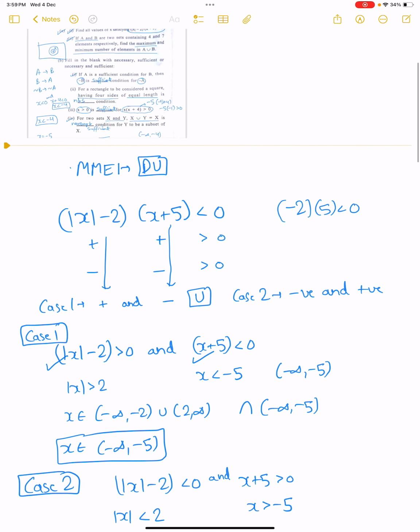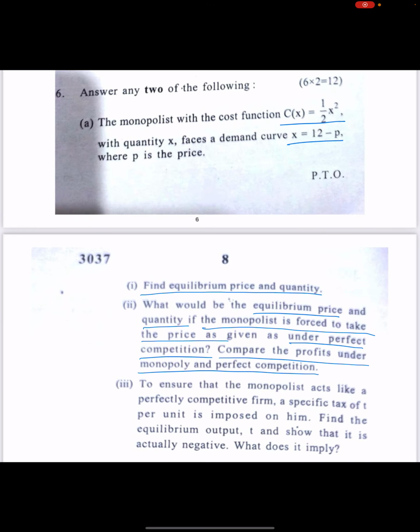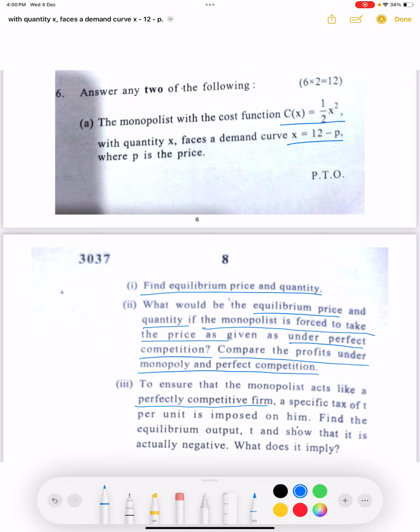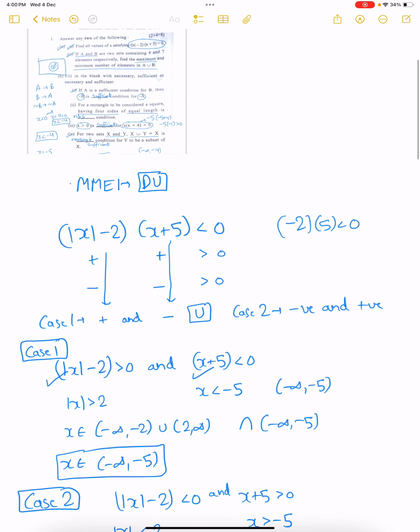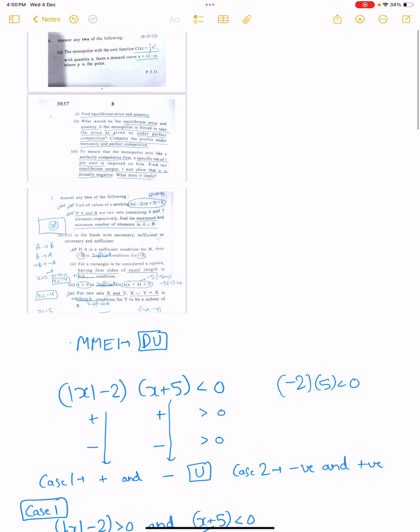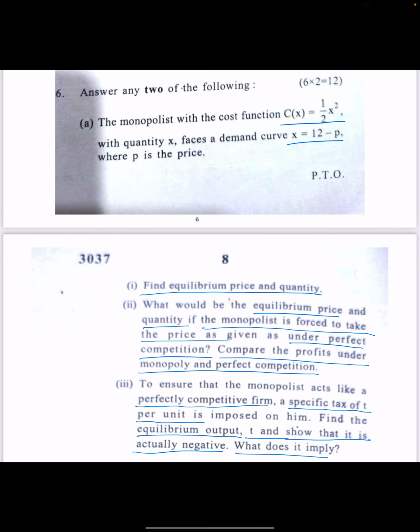Now looking at the third part. The third part wants us to know, if the government wants to make the monopolist act as a perfectly competitive firm, so the government is imposing a specific tax of T per unit. We need to find the equilibrium output and T and show that it is actually negative. And what does this imply? I'll explain it in the video only.